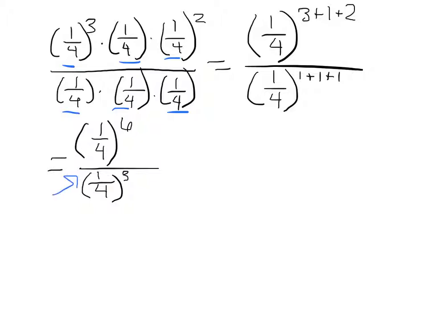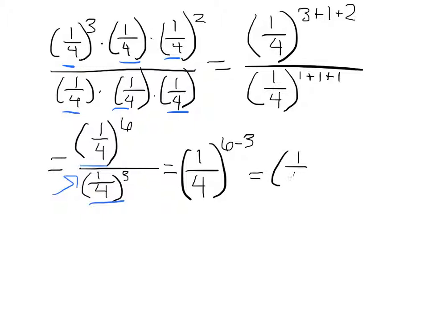I know I can use my quotient of powers because I have two of the same bases. In my numerator, I have 1/4. In my denominator, I have 1/4. So the base of my exponential notation is going to be 1/4, and I'm going to subtract my exponents. When I simplify this, I'm going to get 1/4 raised to the third because 6 minus 3 gives you 3.